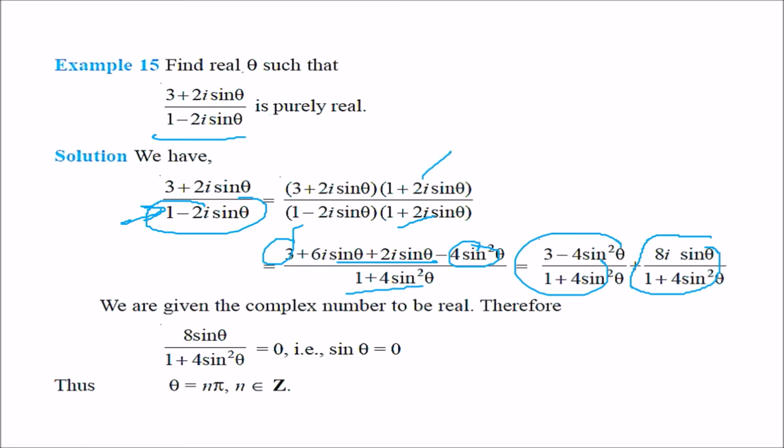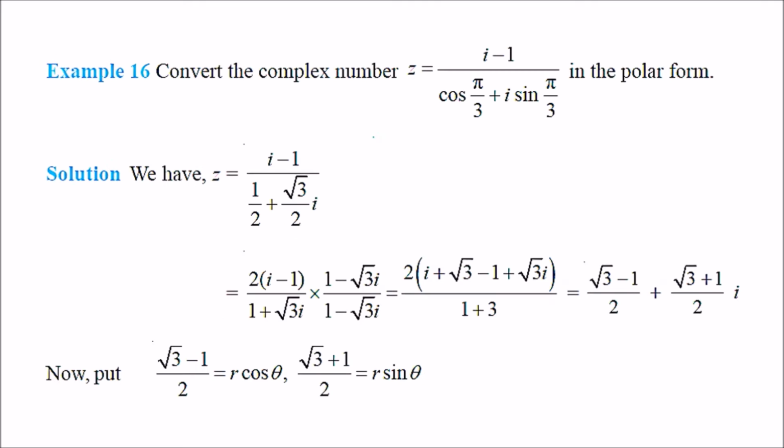But the question is to find real theta such that this is going to be real. So the imaginary part has to be 0. If this has to become real, the imaginary part needs to be 0. So 8 sin theta by 1 plus 4 sin square theta is going to be 0. So 8 sin theta is 0, 8 cannot be 0, so sin theta is equal to 0. This has a general solution of theta equal to n pi, where n belongs to the capital Z.